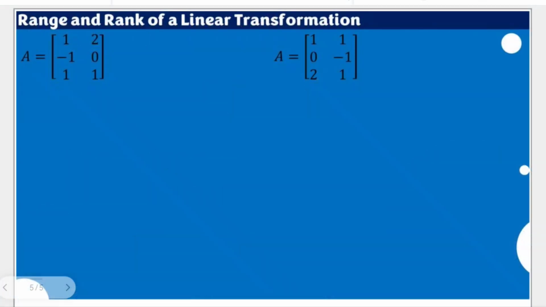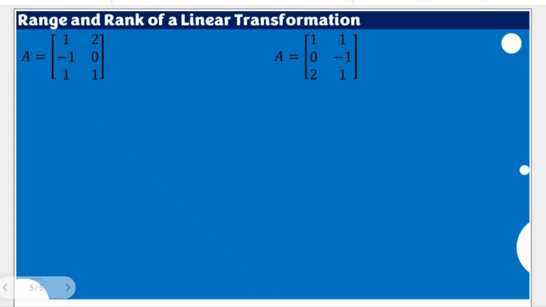For this video, we are going to solve for the range, or the basis of the range specifically, and the rank of these two matrices here. To do that, we are going to determine the reduced row echelon forms of both matrices. Why do we use the reduced row echelon forms?